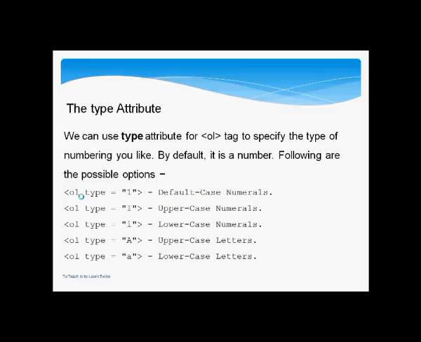The attribute for the OL tag is type. In this we will describe which type of numbers we want. Now you can see the first type is 1. This will be a numerical format. The second one is capital I, and it will be Roman numbers. The next one is also Roman numbers. Then I want my list to be with ABC numbering. So I have capital A for that and small a for small case. Let's see the example.